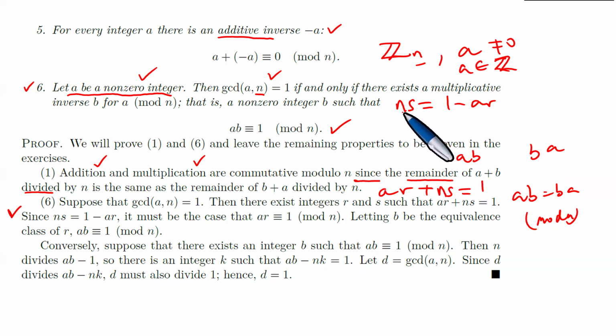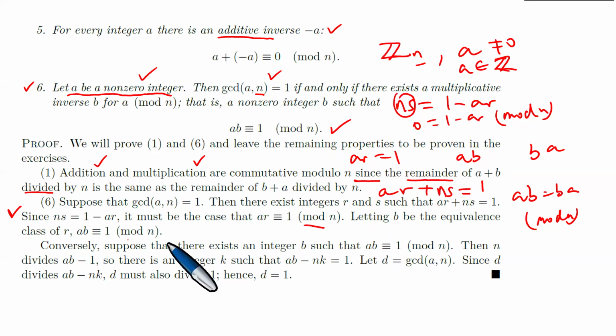Right, so because we're dealing with modulo N, this part is going to be 0 modulo N. And if this part is 0 modulo N, then we have 0 equals 1 minus AR modulo N. And if this is 0, then it means that AR is 1. And that is why this is the case. But it's not just that AR is 1. AR is equivalent to 1 modulo N.